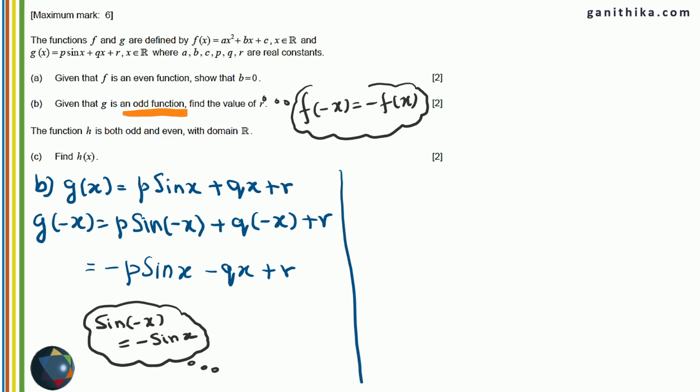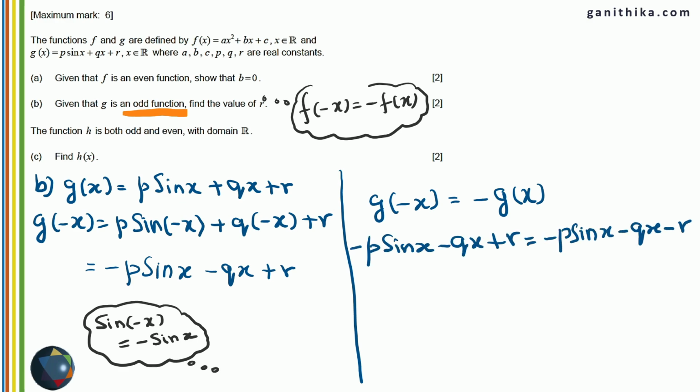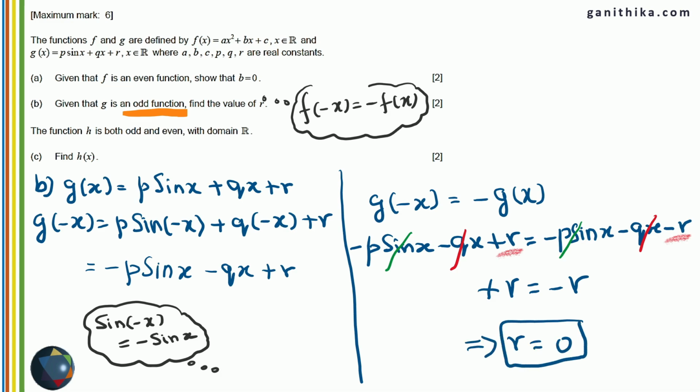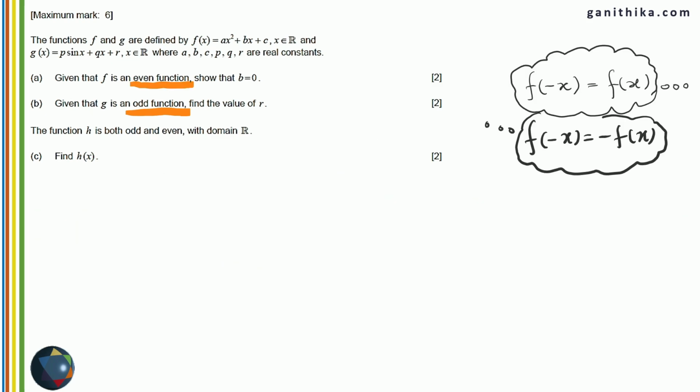You have to equate them both: g of minus x is equal to minus g of x. So you have to negate g of x and equate it to g of minus x. Writing both sides here, this is what you will get. Cancel out the equal terms, this and this, and minus qx and minus qx get cancelled. The remaining things are plus r and minus r. So plus r is equal to minus r, and again this is possible only if r is equal to 0. Therefore the value of r when g is an odd function is equal to 0. So we have completed question B here. We'll be going to question C now.